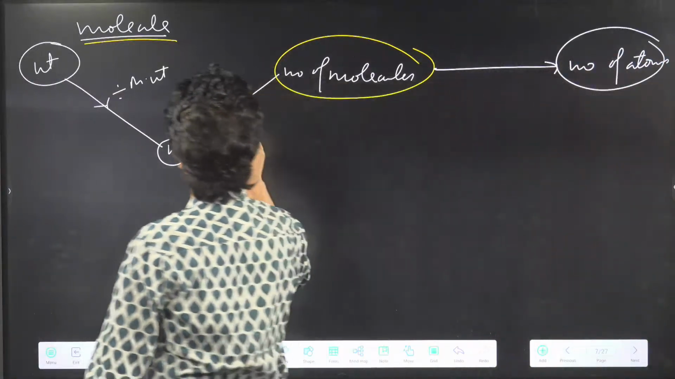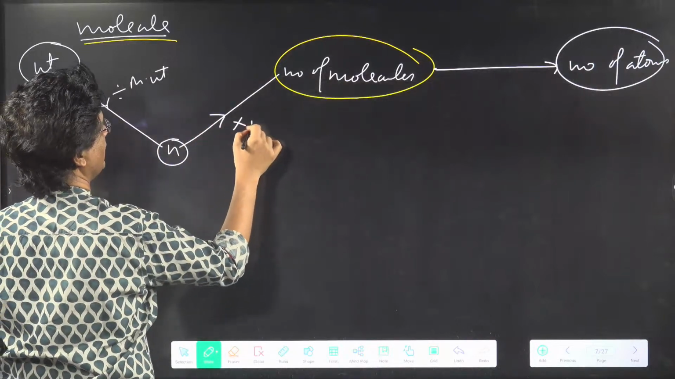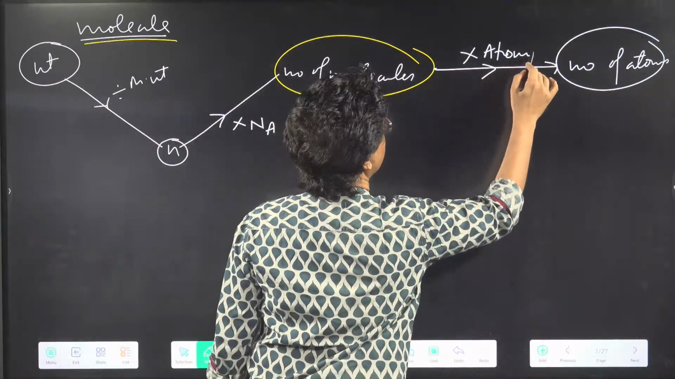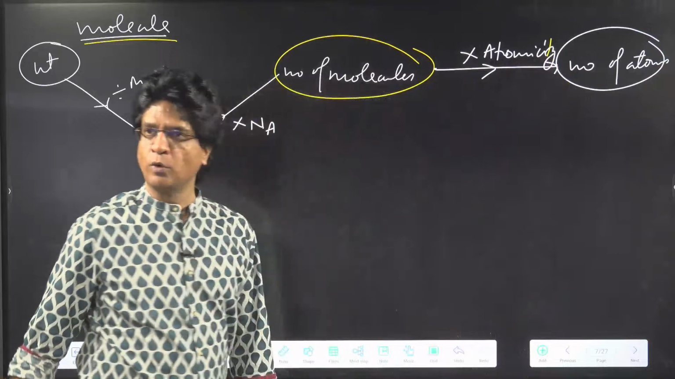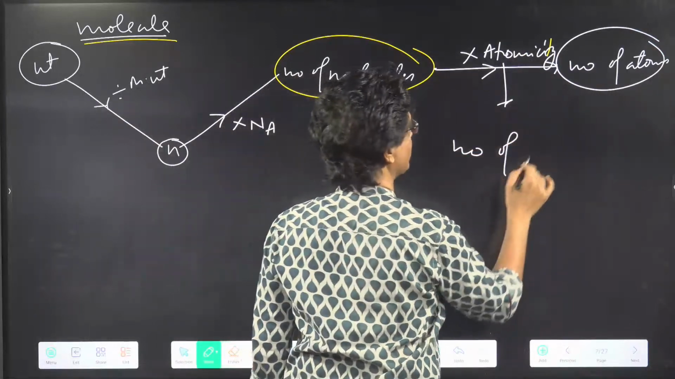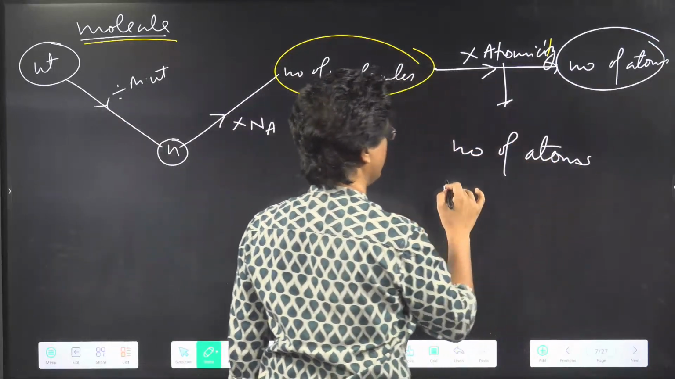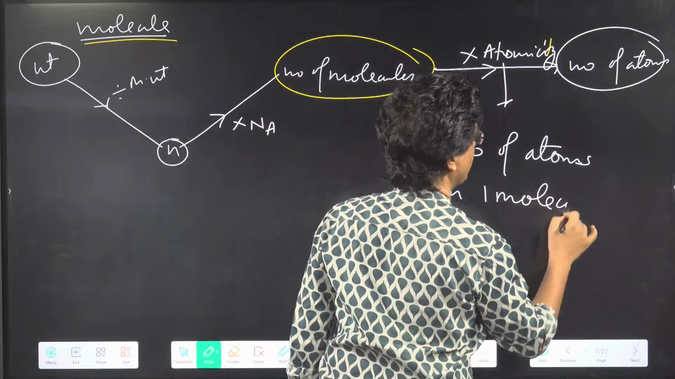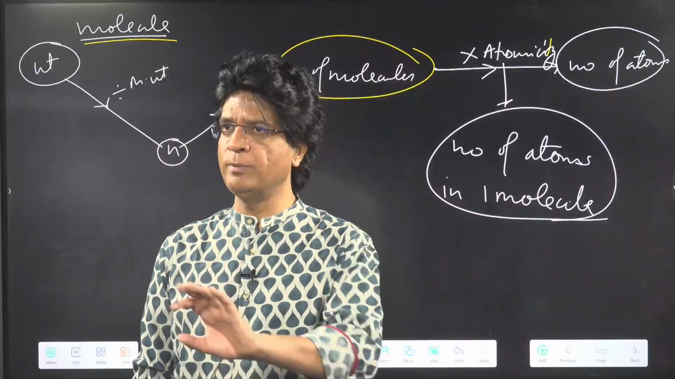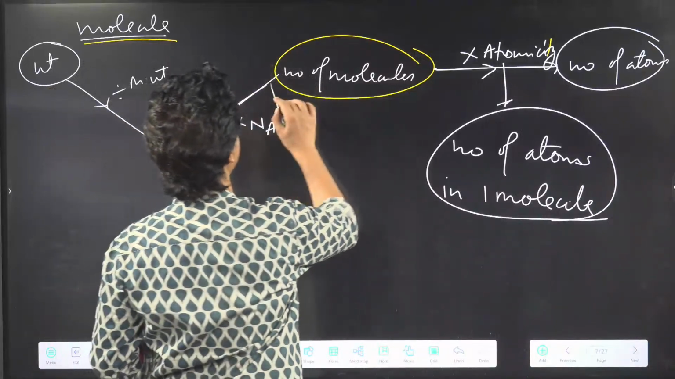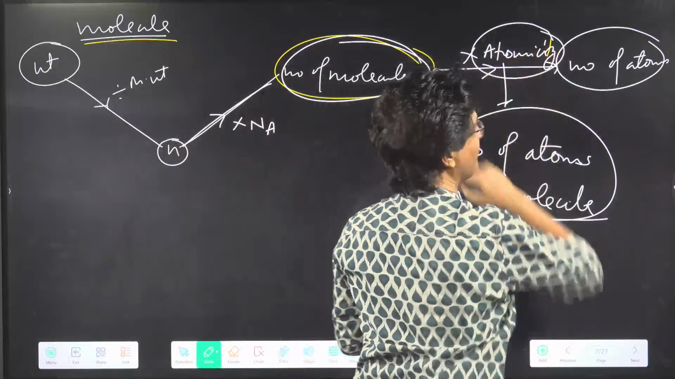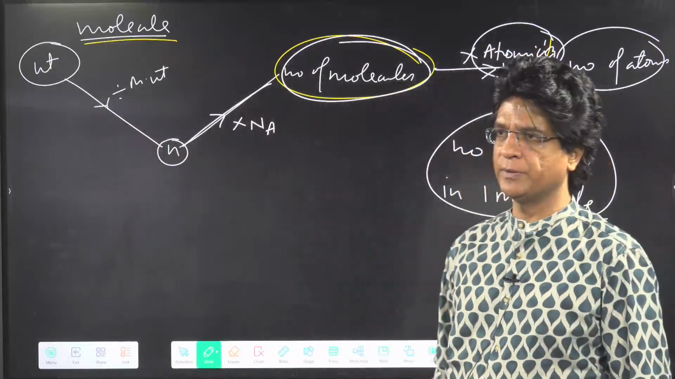So this is multiplied by the Avogadro number, and this is multiplied by atomicity. So what is atomicity, beta? Atomicity is the number of atoms in one molecule. Now this will become easy for you. First you will find out the number of molecules and then multiply by the atomicity of that molecule to get the number of atoms.